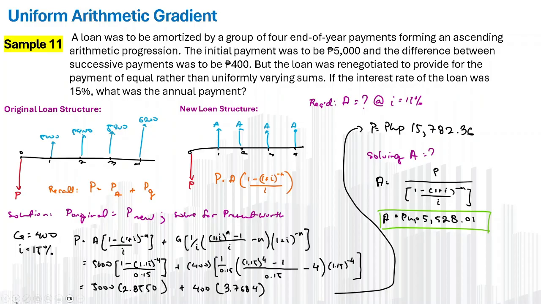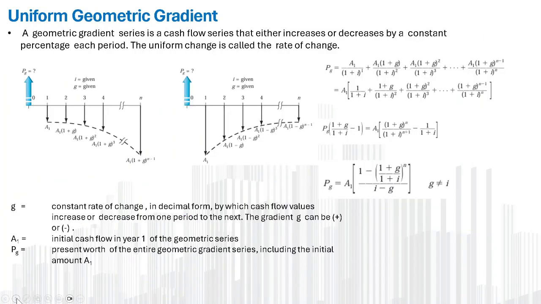Okay? Now, syempre, I mentioned earlier na if this is a constant arithmetic progression, there's something called geometric growth rate naman. So the growth could be at a constant rate or could be tinatawag nating geometric. Okay? So, pag geometric gradient series, it's basically a cash flow series that either increases or decreases by a constant percentage each period. So, a constant percentage.